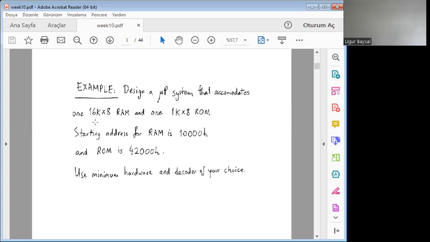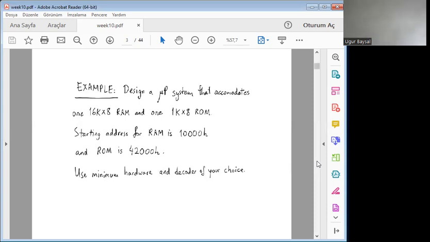And the starting address for RAM is given as 10000 physical address in hex, and ROM starting address is 42000 hex. There is no special magic reason for selecting these numbers. Those were just copied from very old textbook examples at that time.